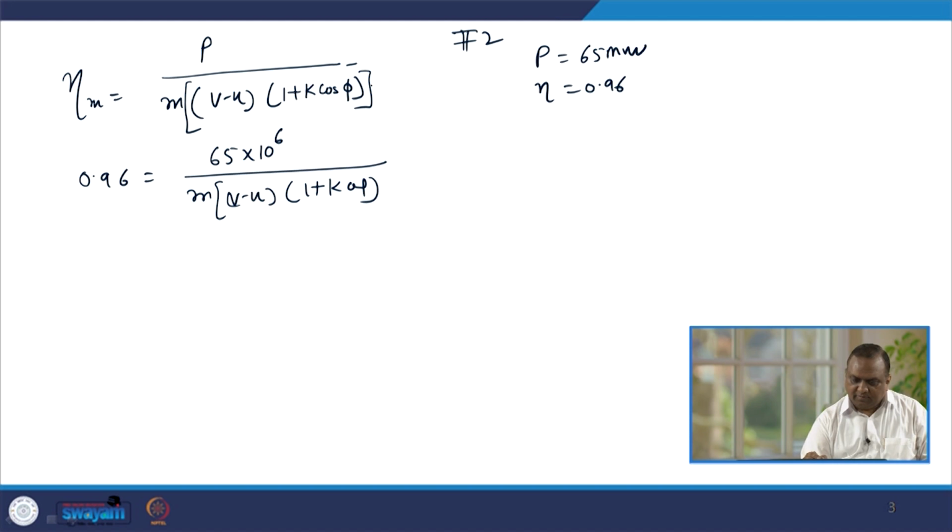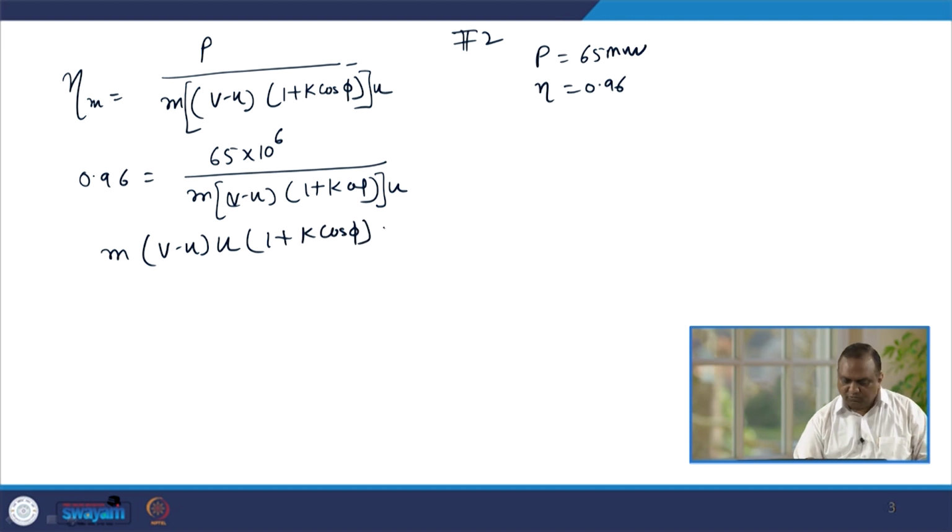Here it will be multiplied by U also. It is work, not force. It will be multiplied by U also. So, mass flow rate (V minus U) multiplied by U (1 plus k cos phi) is equal to, if we simplify this, we will be getting 67.71 into 10 to power 6 watts. Right?